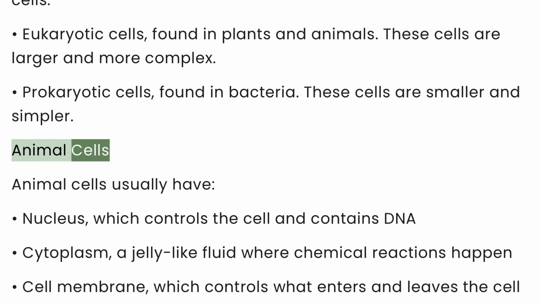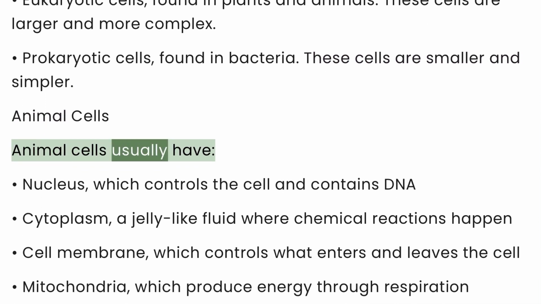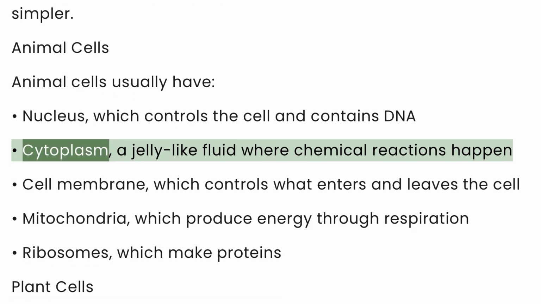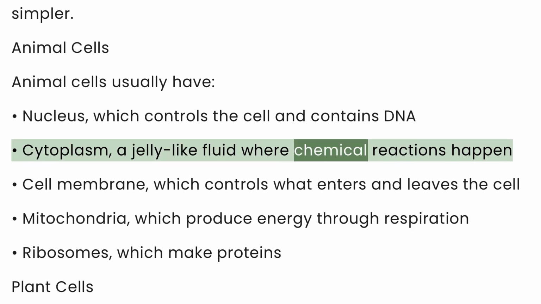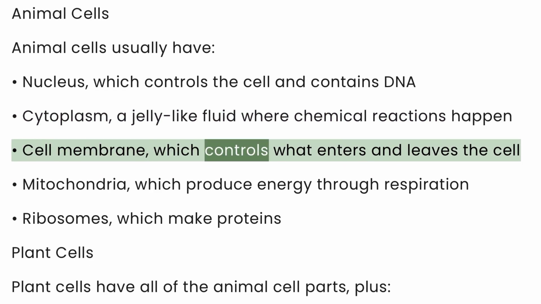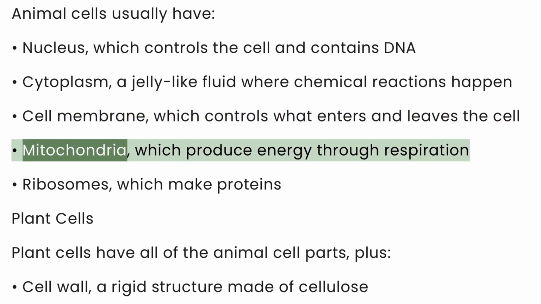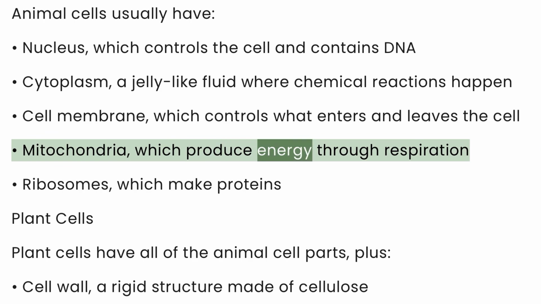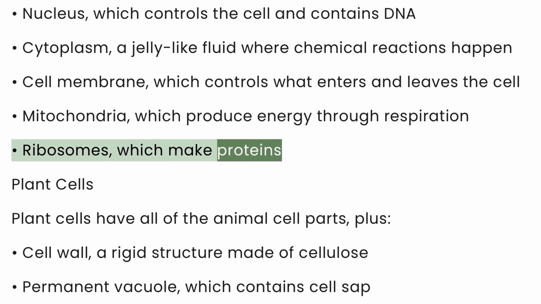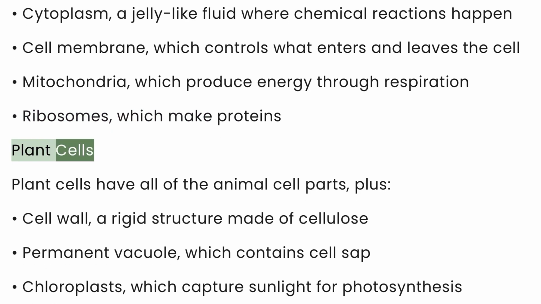Animal cells. Animal cells usually have a nucleus, which controls the cell and contains DNA. Cytoplasm, a jelly-like fluid where chemical reactions happen. Cell membrane, which controls what enters and leaves the cell. Mitochondria, which produce energy through respiration. Ribosomes, which make proteins.